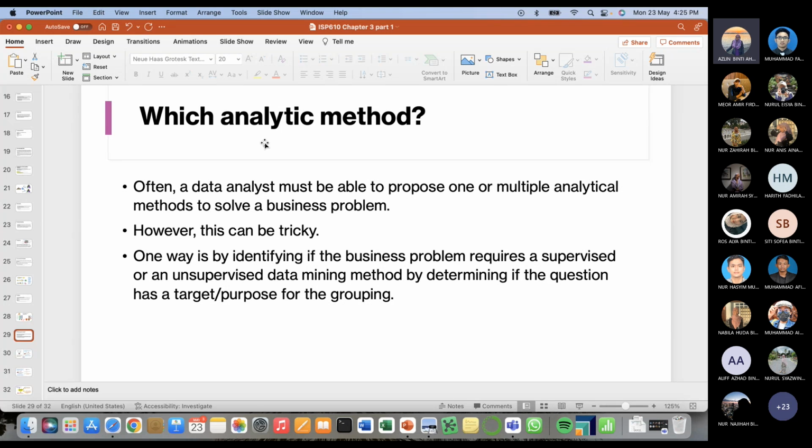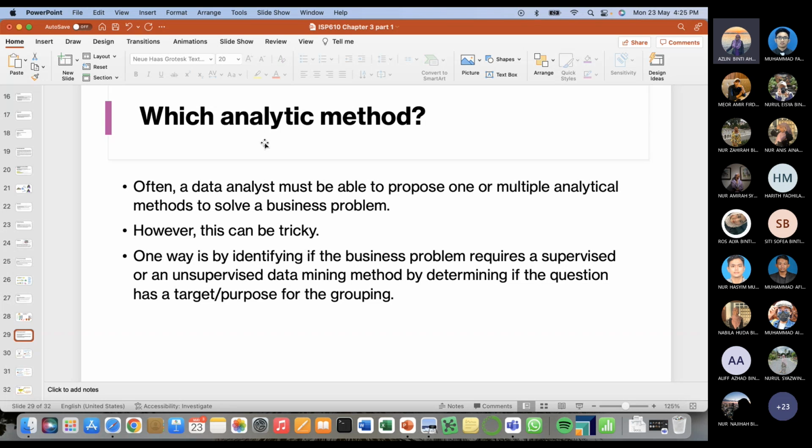So one of the ways to identify the analytic method is by identifying if the business problem requires a supervised or unsupervised method. So itu mudah. So you have the target ke tidak. If you have the target, meaning that it will fall under supervised learning. Maybe you can do classification, maybe you can do regression. Okay, and profiling also. Tapi profiling tu lebih kepada task lah. Nak buat profiling pakai apa tu, tengok. You boleh tengok, patah balik ke sini.